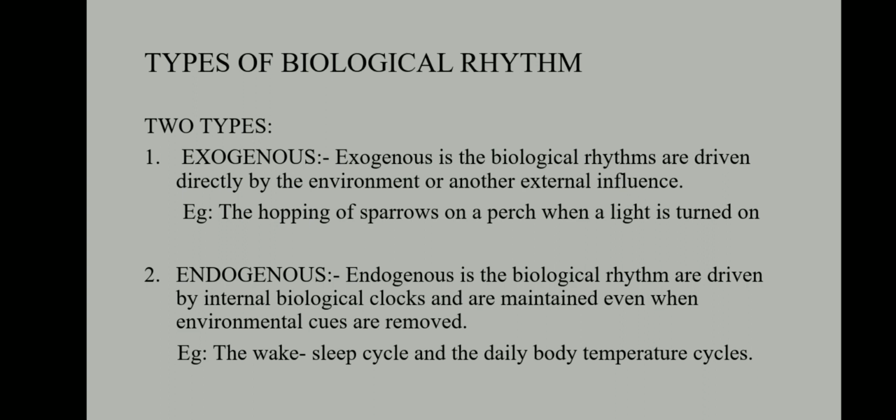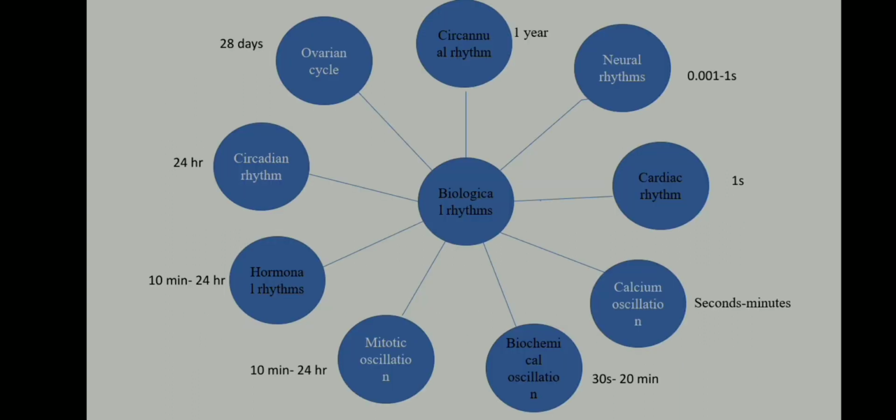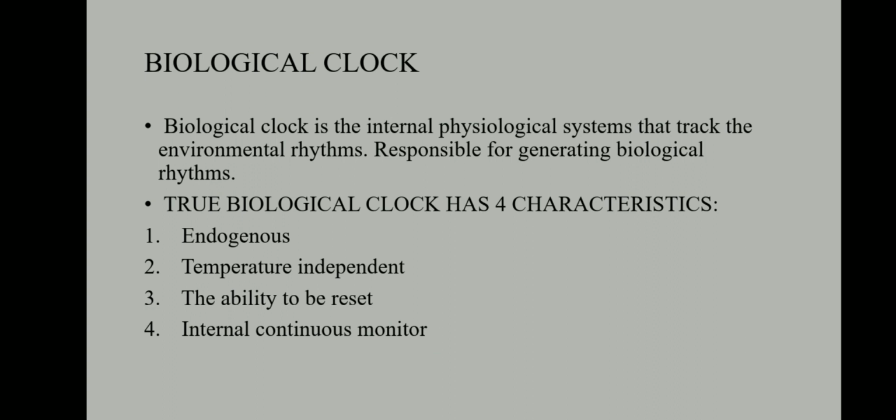Types of biological rhythm. These are all two types. One is exogenous and endogenous. Exogenous is the biological rhythms are driven directly by the environment or another external influence. Like for example, the hopping of sparrows on a perch when a light is turned on. Then endogenous. Endogenous is the biological rhythm are driven by internal biological clocks and are maintained even when environmental cues are removed. For example, the wake-sleep cycle and the daily body temperature cycles. This is example for biological rhythms.